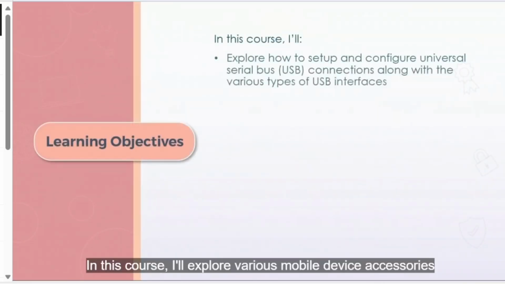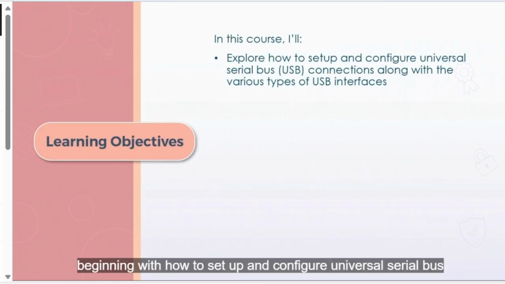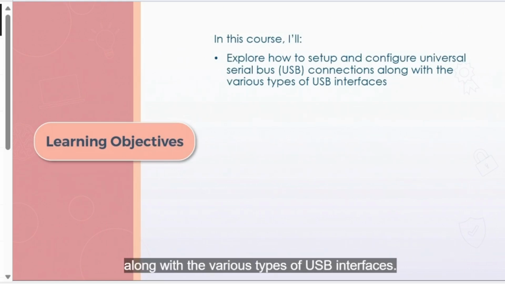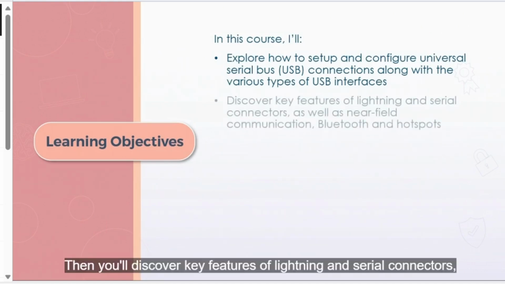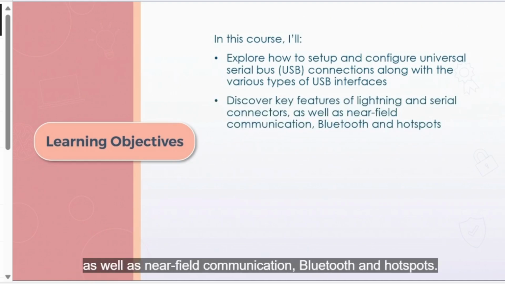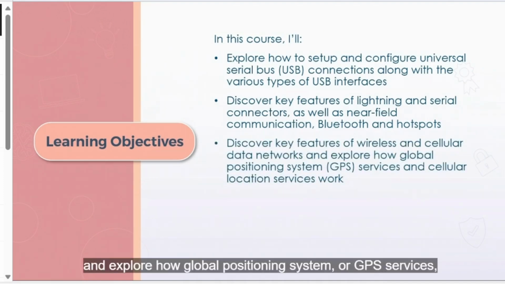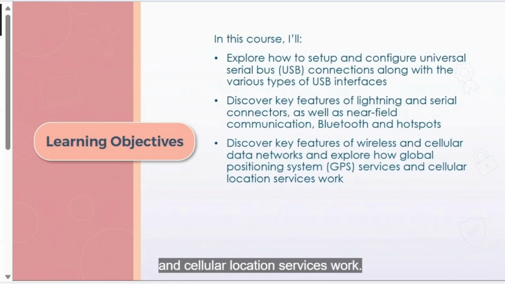In this course, I'll explore various mobile device accessories and network connectivity methods, beginning with how to set up and configure Universal Serial Bus or USB connections, along with the various types of USB interfaces. Then you'll discover key features of Lightning and serial connectors, as well as near-field communication, Bluetooth, and hotspots. You'll also discover key features of wireless and cellular data networks, and explore how Global Positioning System or GPS services and cellular location services work.